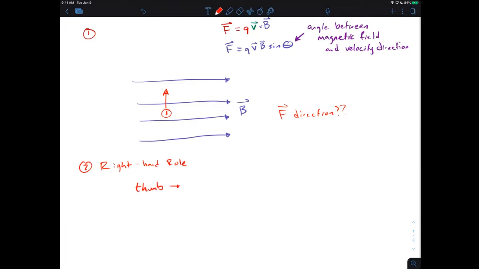Thumb here will be my direction of V, and then fingers will be direction of B, and then lastly, we have palm is direction of F. Okay, so let's kind of look through what this means.